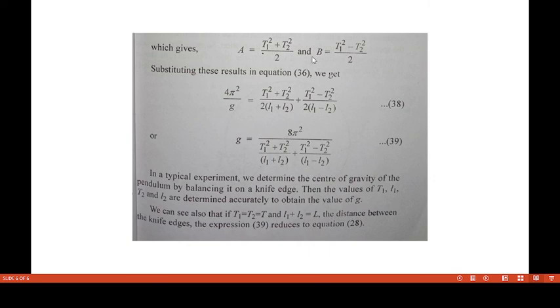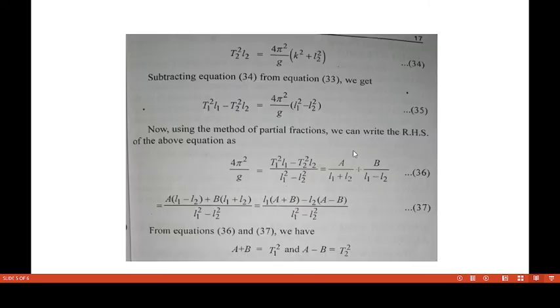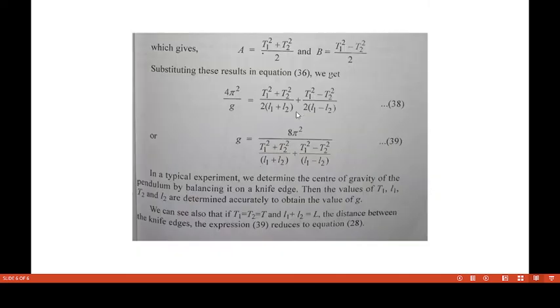And substituting the value of A and B in this equation, we will get 4 pi square upon G in this form, and now from this we can get the value of acceleration due to gravity as this. So the important point here is that once we determine the value of T1 and T2 experimentally by knife edges K1 and K2, we don't need to make T1 and T2 equal. We can just substitute T1 and T2 here and find the value of G, acceleration due to gravity.